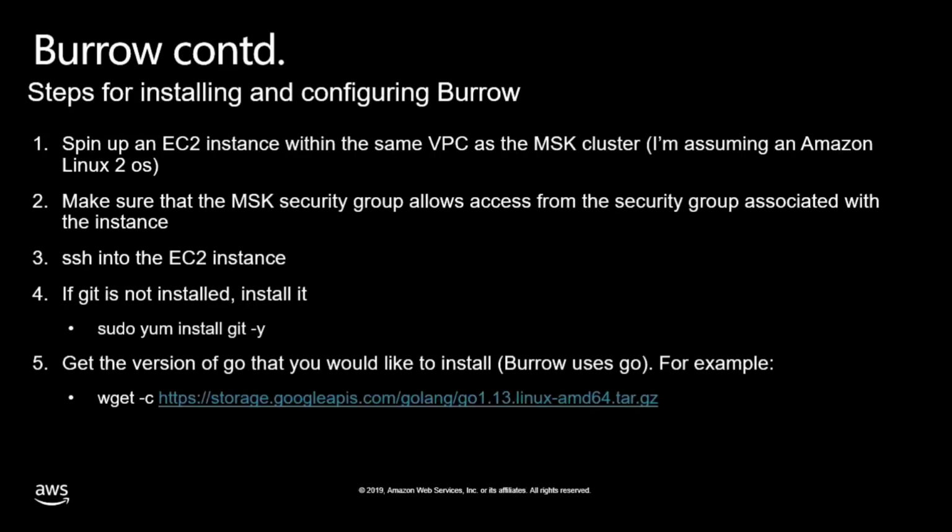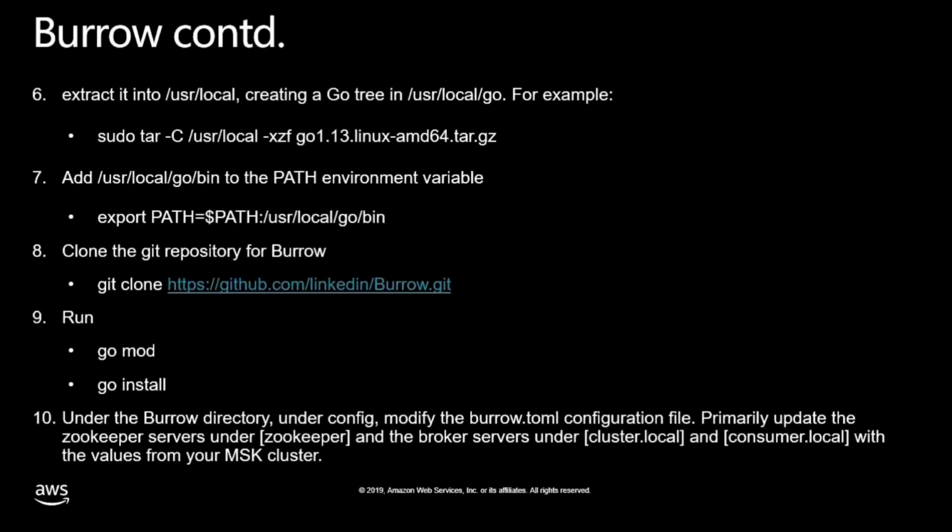I used an Amazon Linux 2, so you can have other types of OSs that you can use as well. But Amazon Linux 2 did not come with Git included, so I installed Git. Once you spin up these instances and SSH into the instance, you can first get a version of Go that you'd like to install, because Burrow depends on Go. So once you download it and extract it into a Go tree, as explained, it is very important to follow the steps as explained to have a functioning Go environment. And then at that point, you can clone Burrow from GitHub and install it with Go.